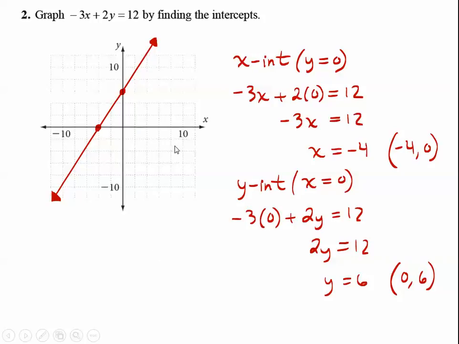Before we get to the next one here, when do we use the intercept method? We use the intercept method when the x's and y's are both on one side and you have the constant term on the other. That's probably the easiest way to graph it.